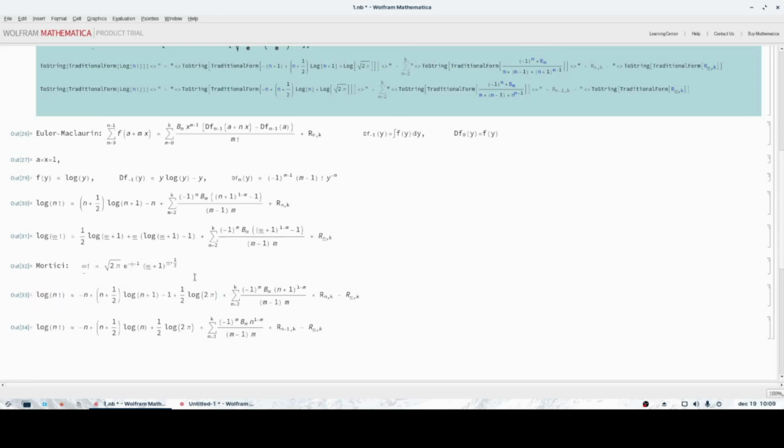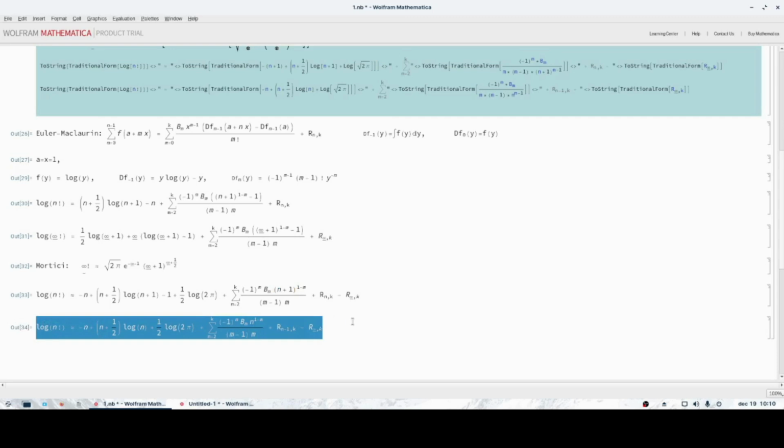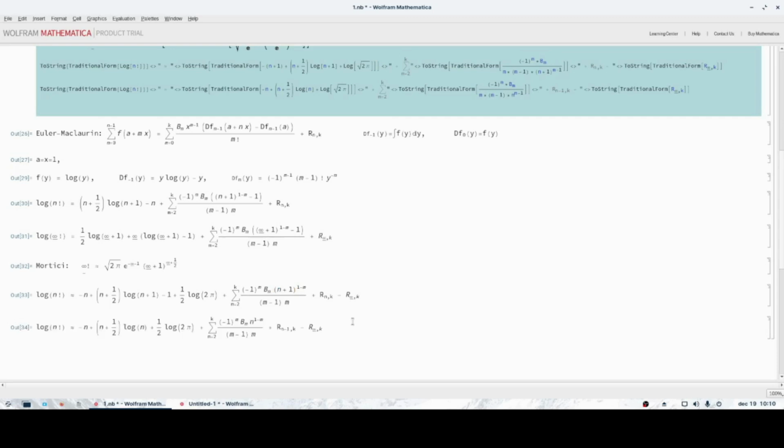So this formula can be used to compute n factorial with high precision. Only one step I made: I added also the logarithm of n plus 1 on both sides, because in that case I can simplify better, to not use n plus 1 but just simple n. So we end up with this formula, which we can use for testing.